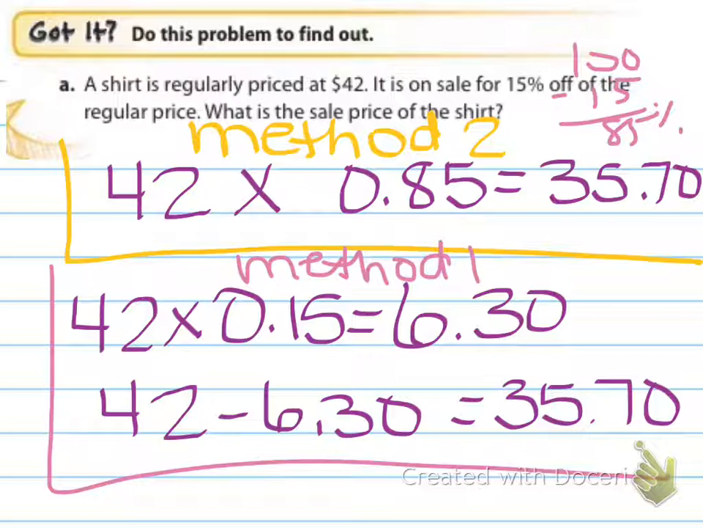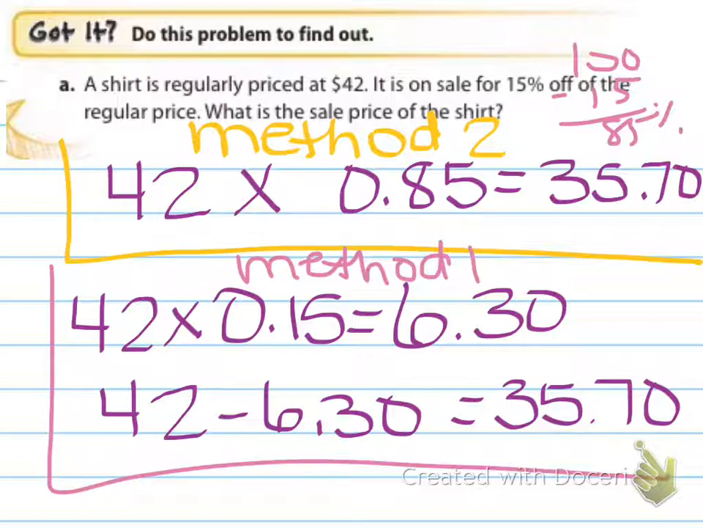Now, if it was asking me how much I saved, that wouldn't be the right answer. Now, method 1 says let's take the 15% off first and then subtract it from the total amount. So we do 42 times 0.15, and we find out that we're saving $6.30. But if you tell me that's the price of the sale, that's not right. That's just how much we're saving. So $42 minus $6.30 ends up being $35.70, and that is the sale price.